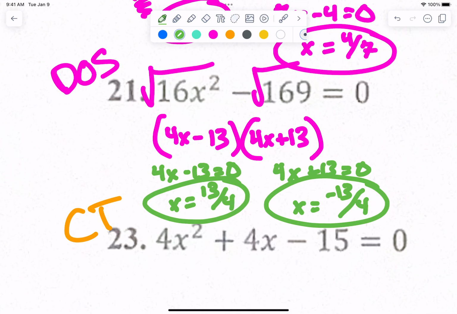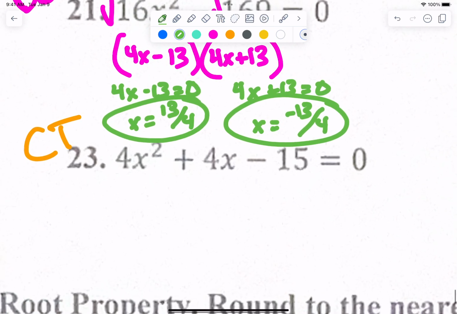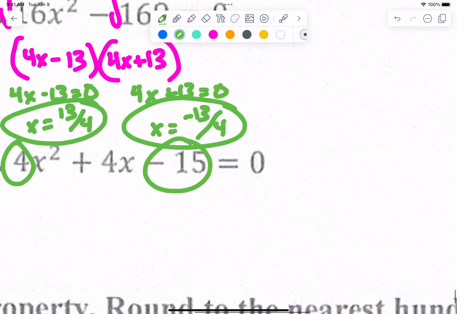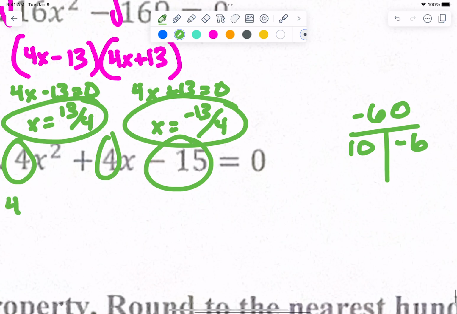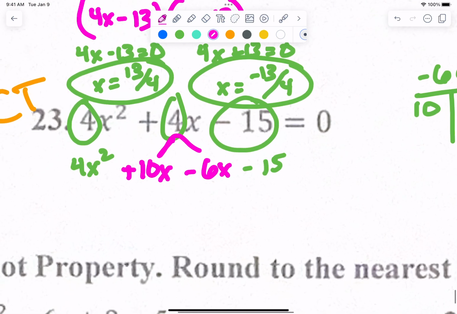All right, last one. What multiplies to negative 60 and adds to 4? 10 and negative 6. So 4x squared stays, the minus 15 stays, but then the middle term breaks in 2: plus 10x minus 6x.